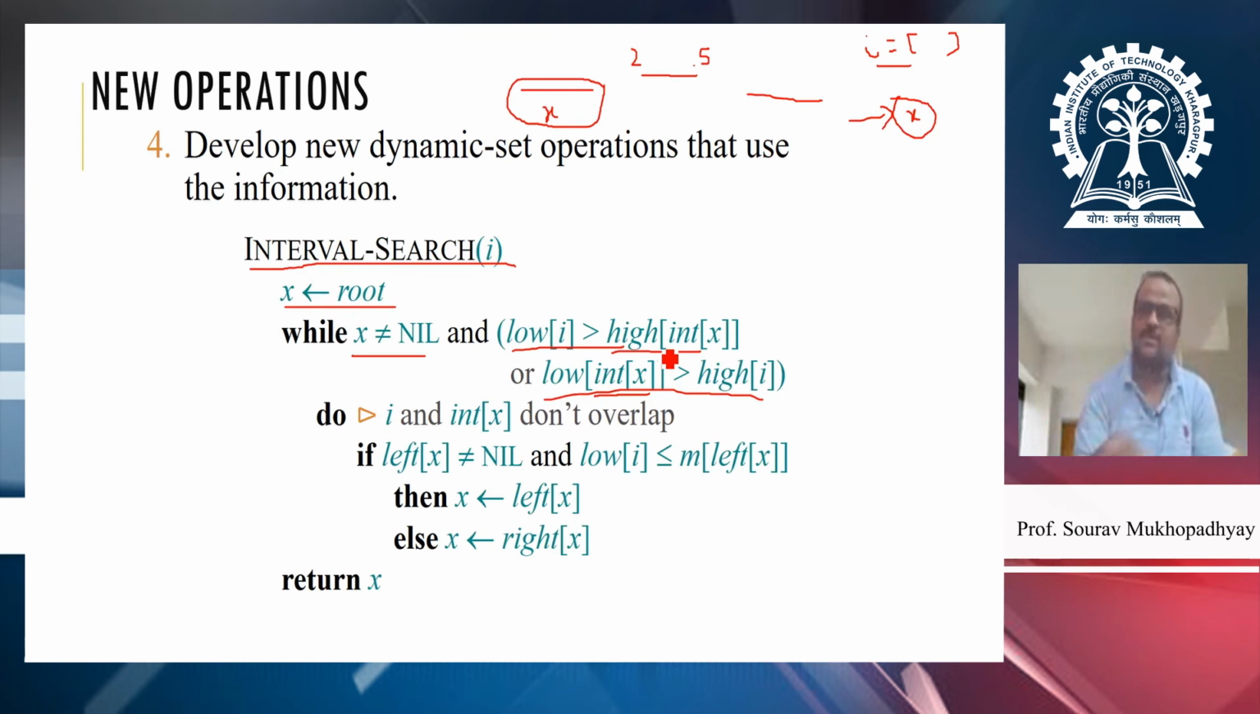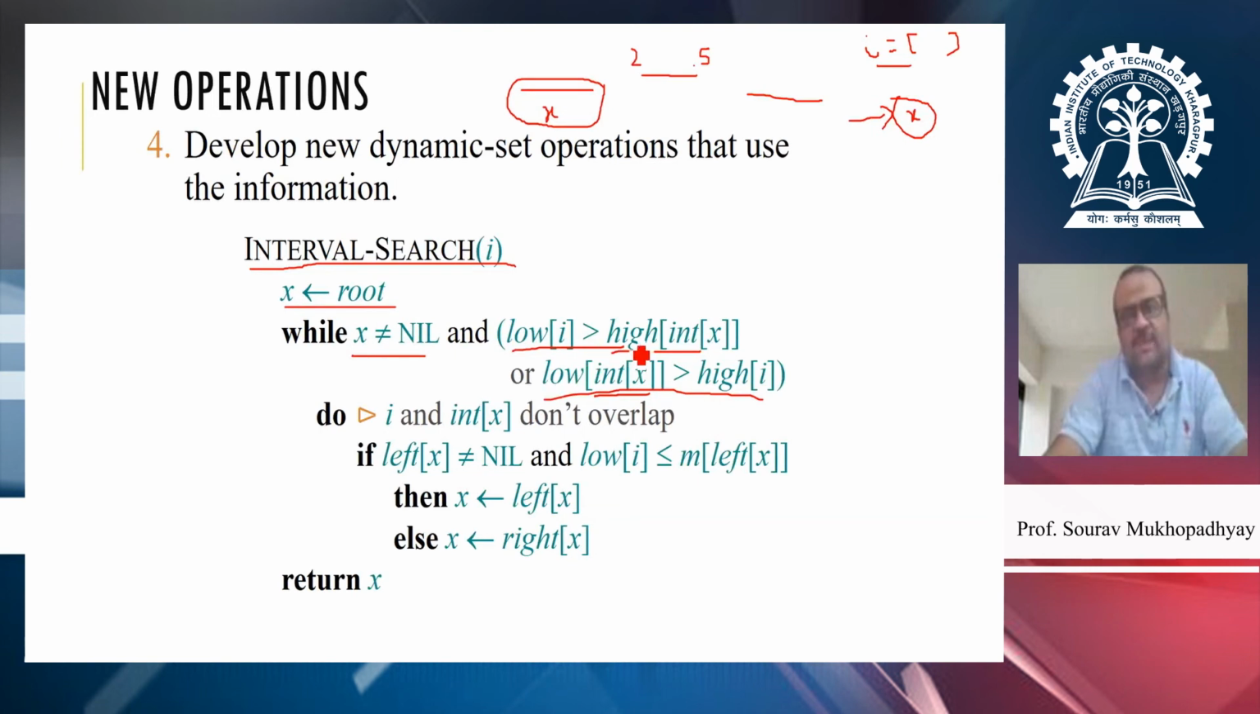If it is overlapping, then we will return that, because we are looking for only one interval which is overlapping with this given query interval. So we will only go further if it is not overlapping. Or if it is null, there is nobody to search, nobody to check.